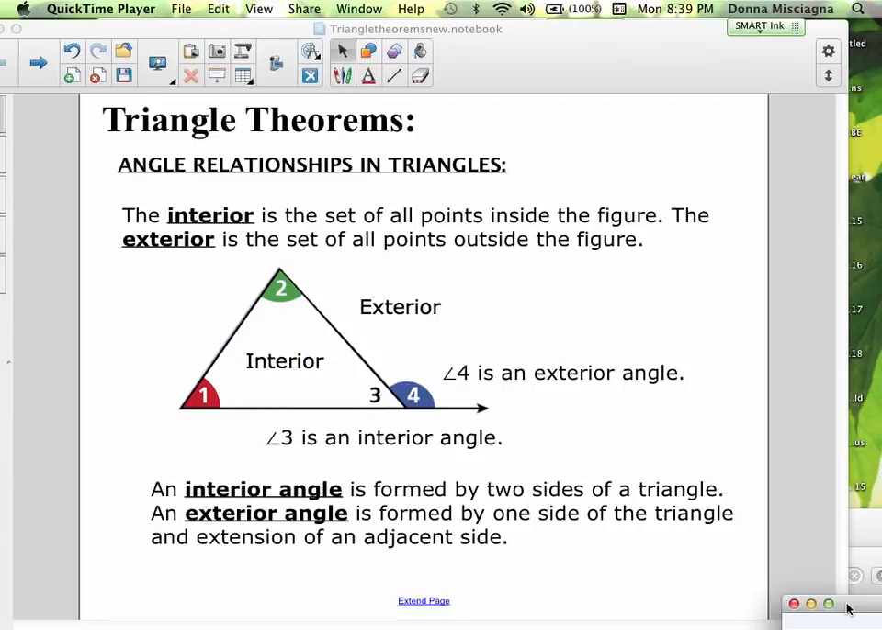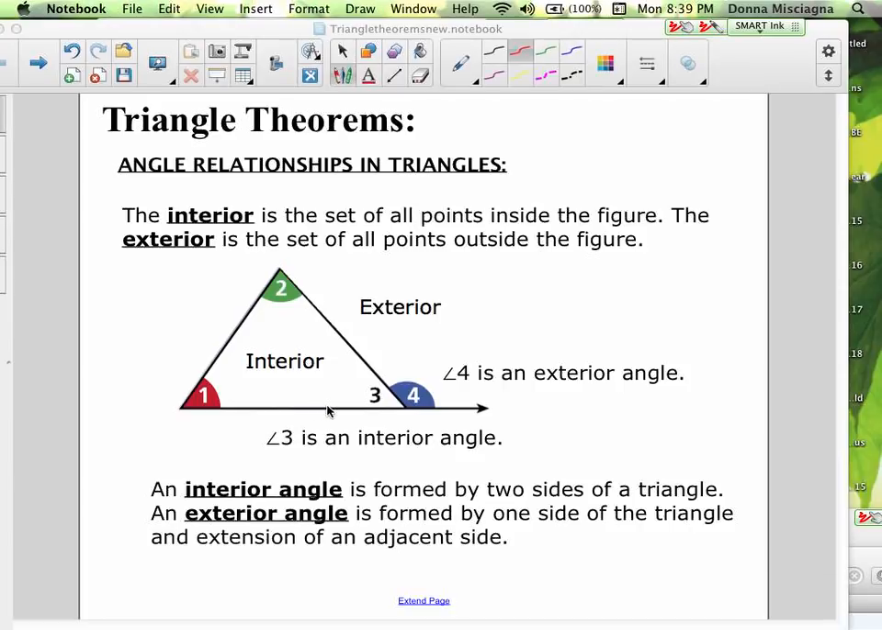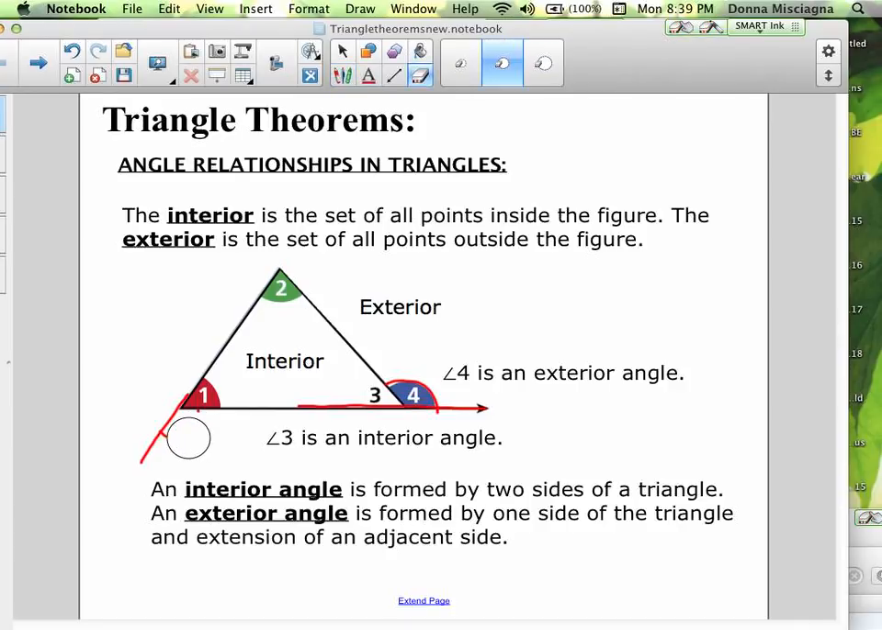We also have exterior angles. So if I were to just extend, and it's already been extended for us, but if I were just to extend one of the sides of the triangle, we would have an angle created by that line I just drew and one of the sides of the triangle. And I could do that here, right? And here I have an exterior angle, okay? I'm going to write in the words exterior angle.